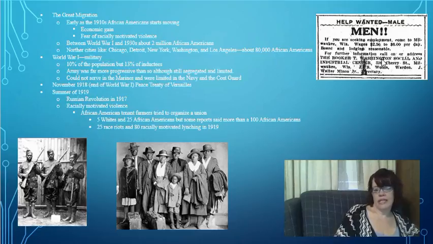November 1918 is the end of World War I and the Peace Treaty of Versailles. And then the Summer of Violence starts in 1919. Now, it's most often remembered as violence aimed against communism.